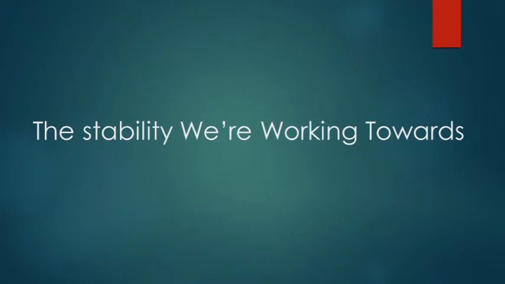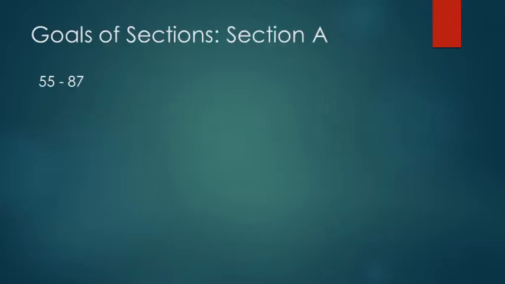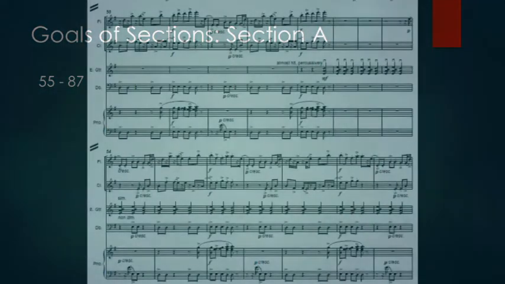Now it's time to go over the goals of each subsection that we're working towards in the builds through these two competing processes. The goal of subsection A is 55 to the end of the section, which would be 87, heard here and seen here.